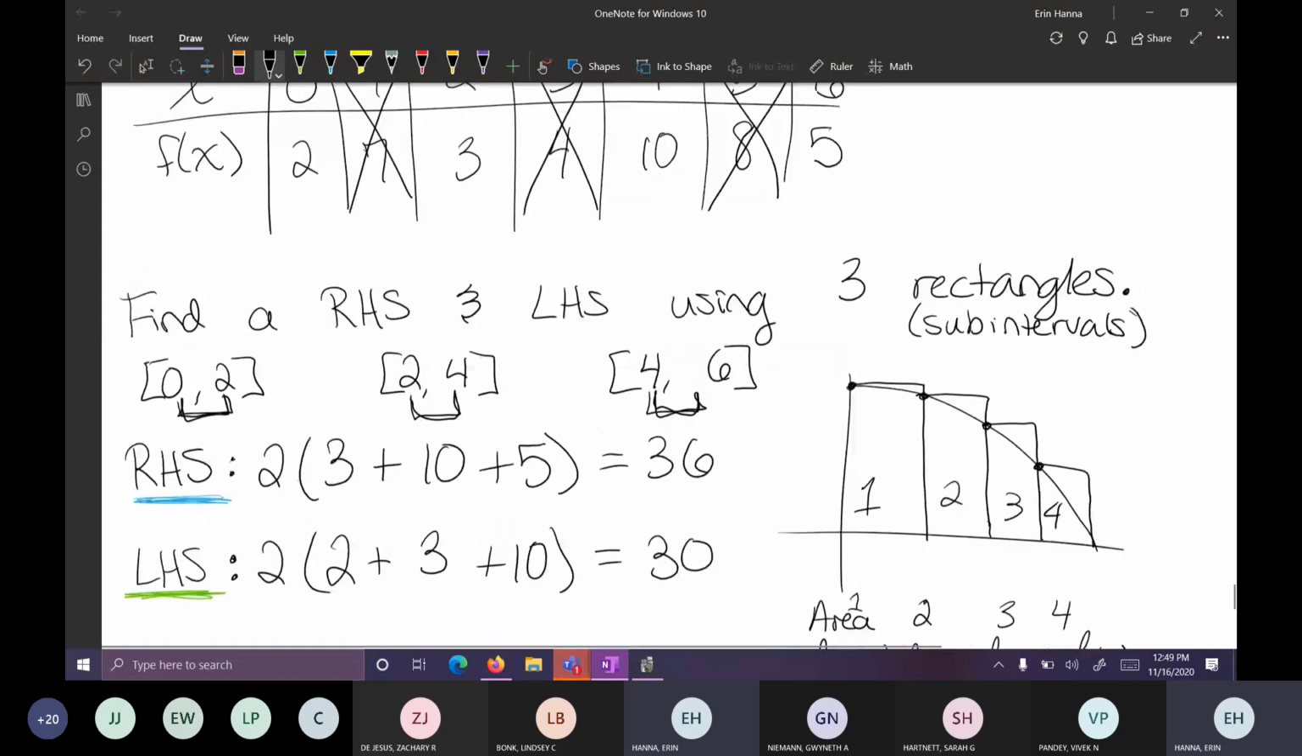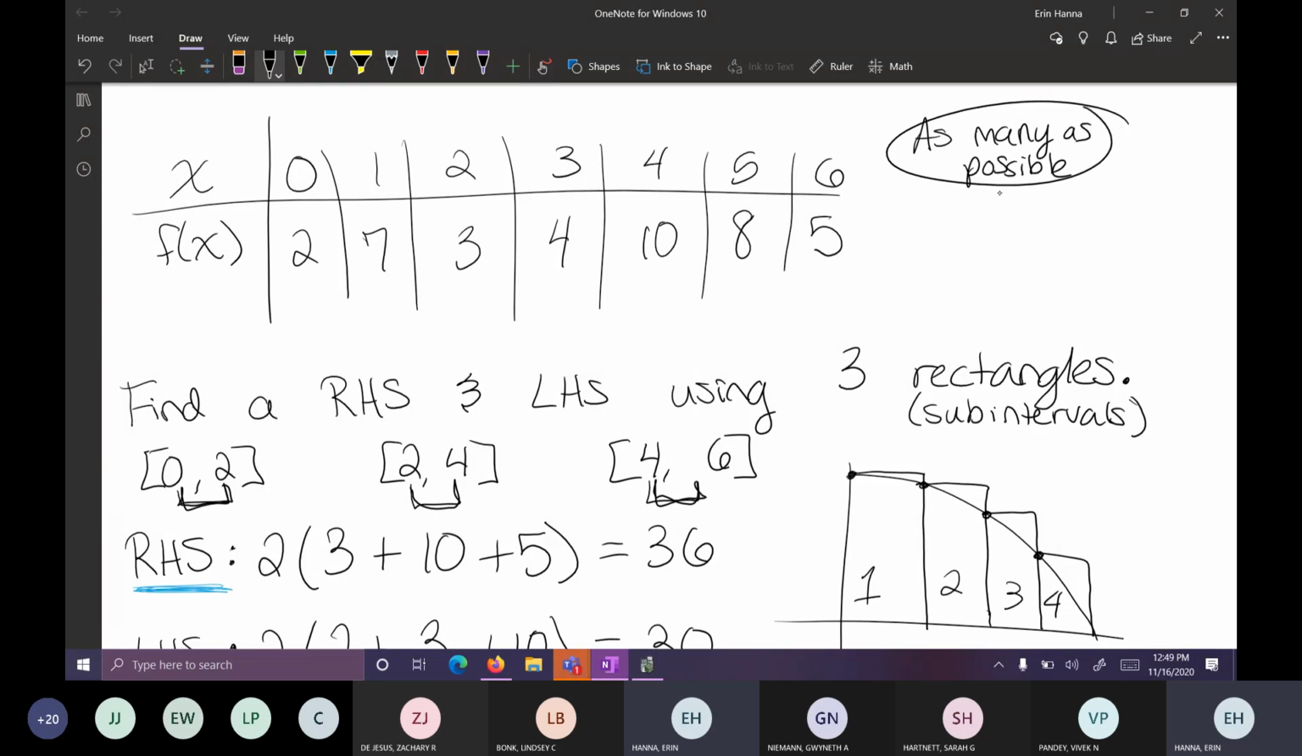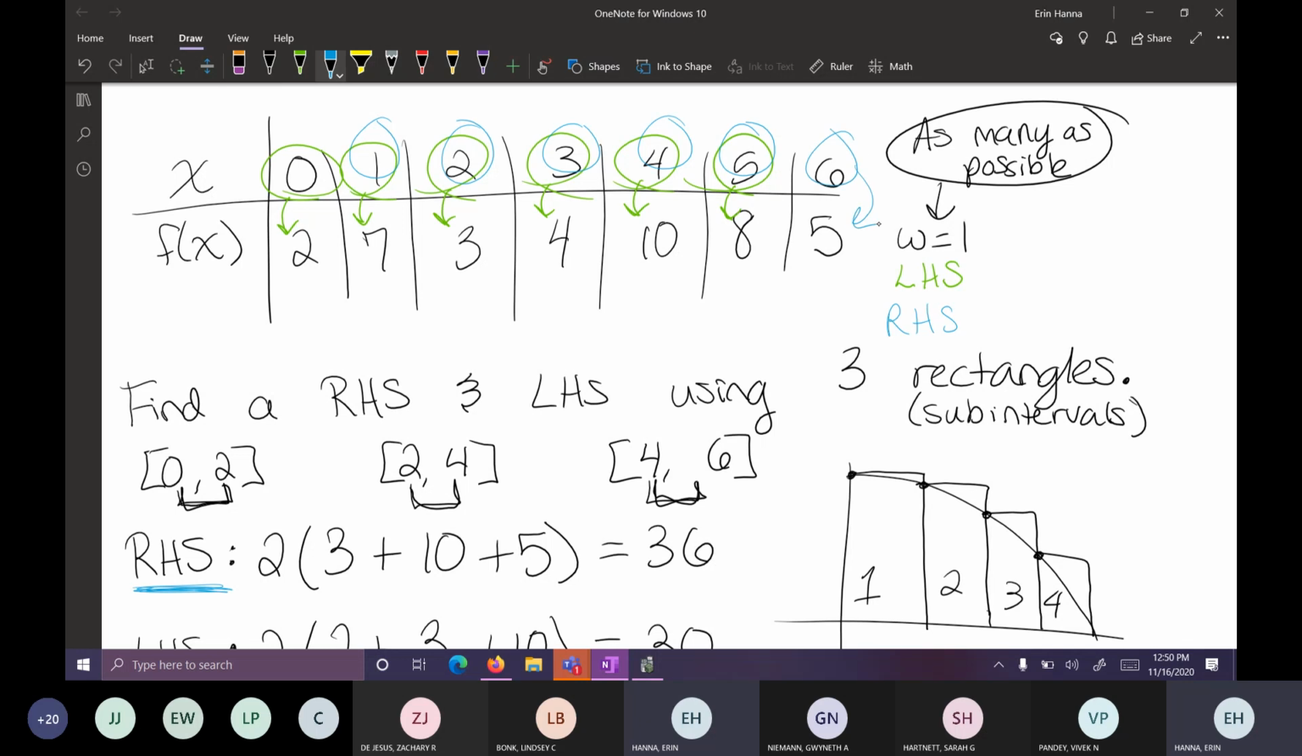Jackson, if that said use as many as possible, we would essentially have been going from 0 to 1, 1 to 2, 2 to 3, 3 to 4, 4 to 5, 5 to 6. The only thing that would change there is that your width would now be 1. For your left-hand side, you'd be using 0, 1, 2, 3, 4, and 5, well, the y values associated there. Maybe I should have drawn circles around the y values. And for the right-hand side, you use 1, 2, 3, 4, 5, and 6.